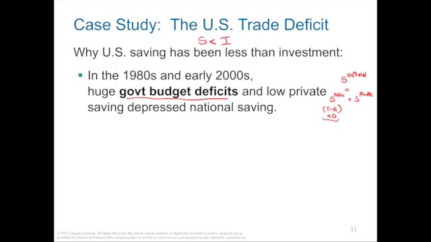And in addition, we have low private savings. Our consumer, with 1 minus MPC times Y minus T, has been consuming a lot. The propensity to save, which is 1 minus the marginal propensity to consume, of consumers in the United States has been very low. And these together have depressed national savings. So the first reason why savings have been lower than investment is that national savings were weak.